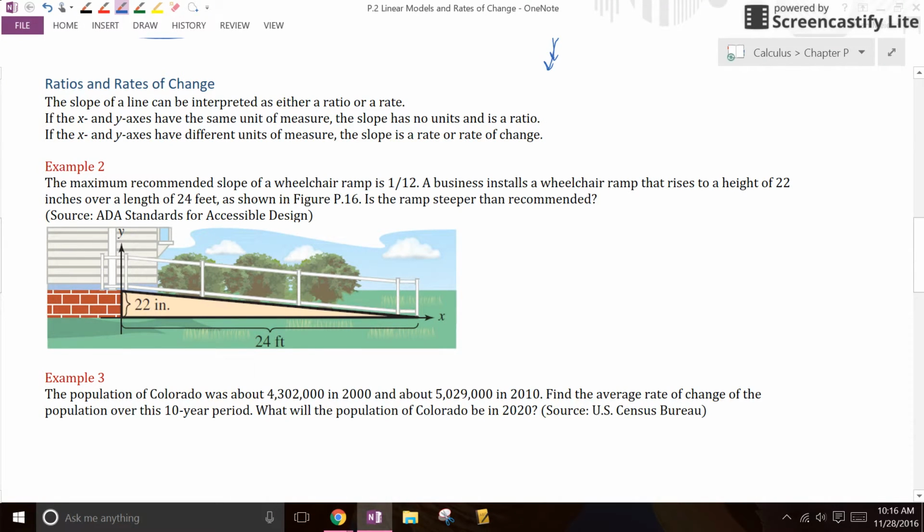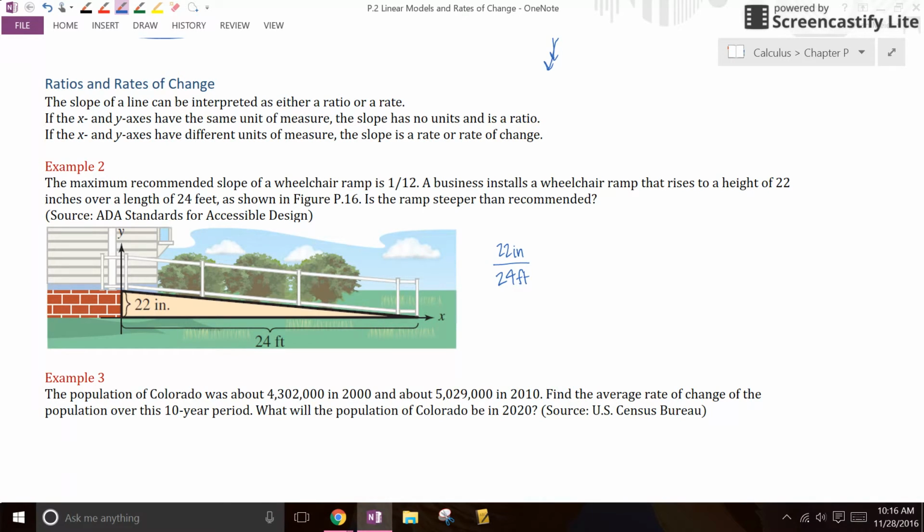A business installs a wheelchair ramp that rises 22 inches over 24 feet. Is that steeper than recommended? Now if I want to compare this, you can see I have 2 different units. I could say it rises 22 inches over 24 feet, which is definitely what we would call a rate because it has different units. Or I could convert it into one simple unit.